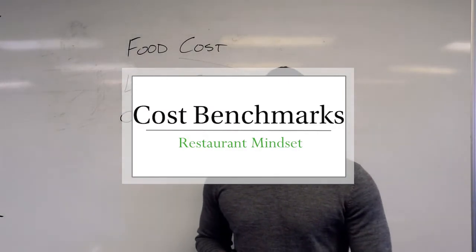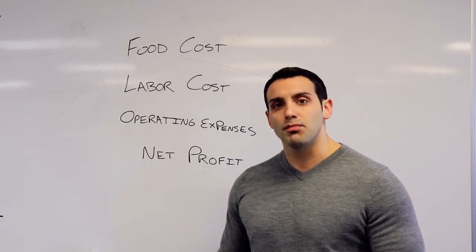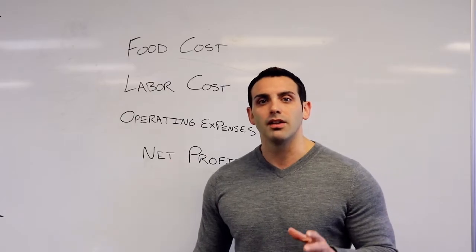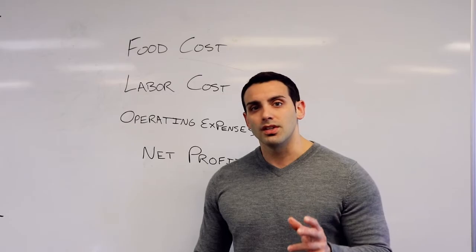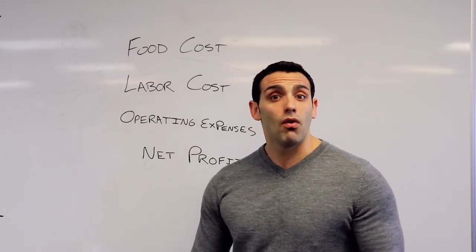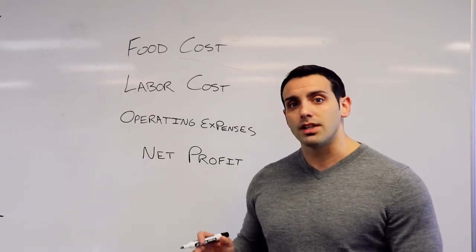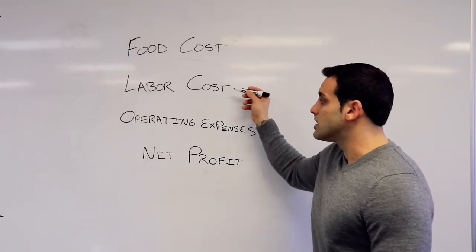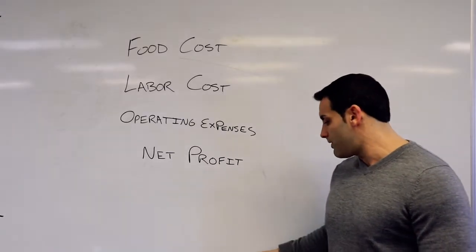Today we're talking about restaurant cost benchmarks, more specifically, costs as percentages of sales. One of the very first lessons I learned regarding running a restaurant and diagnosing its issues was to take a look at its costs and compare them with industry standards or benchmarks. So what I've done is I've defined our major cost categories right here. We have our food cost, labor cost, all other operating expenses, and of course, our net profit.